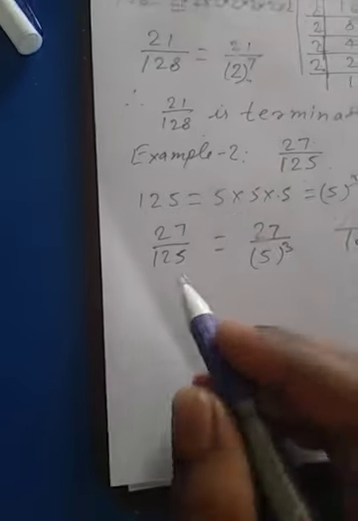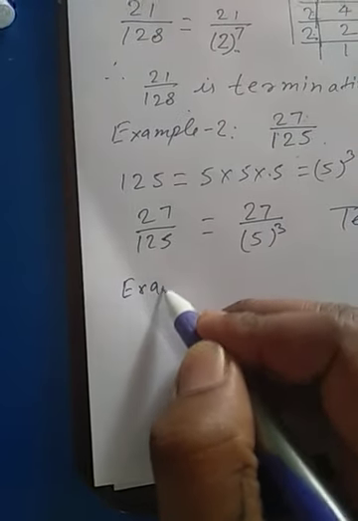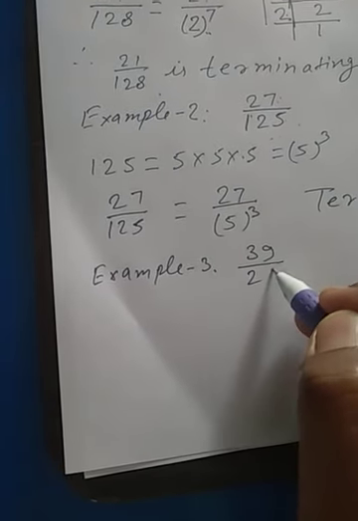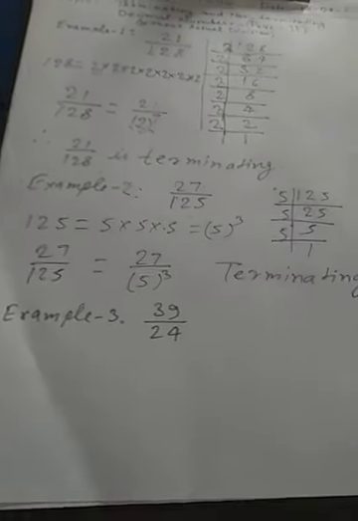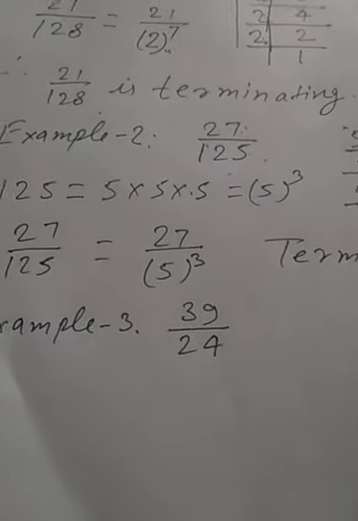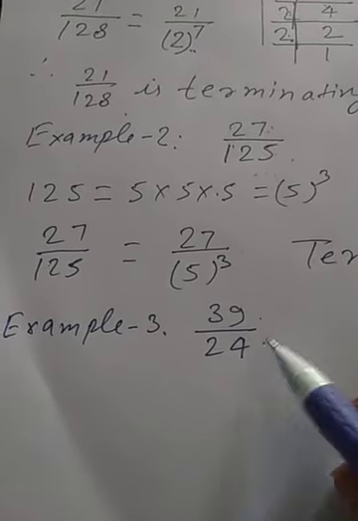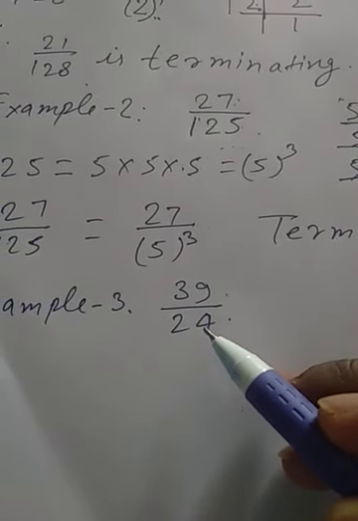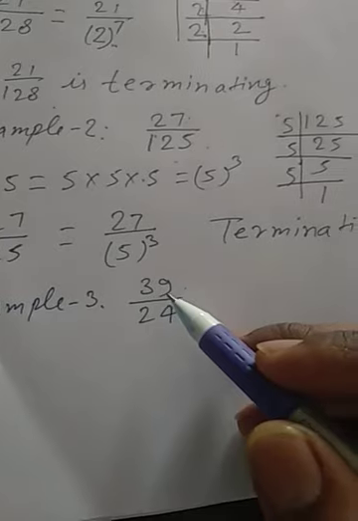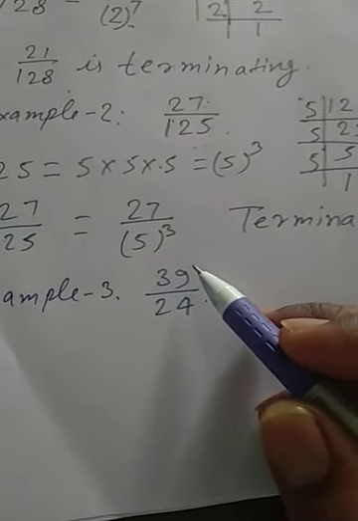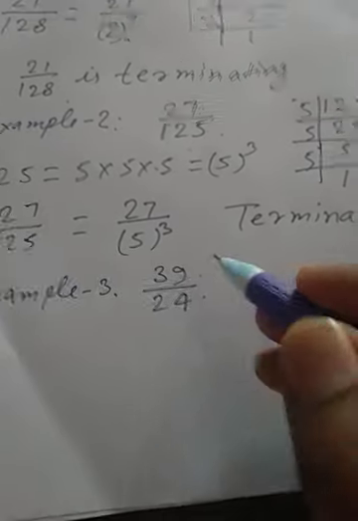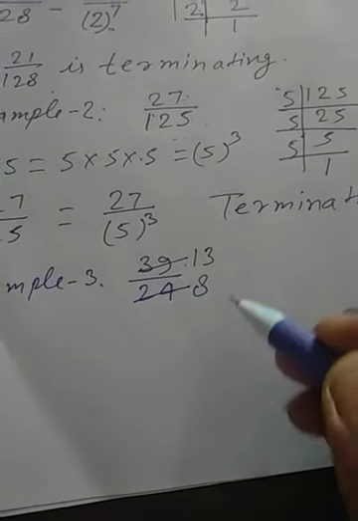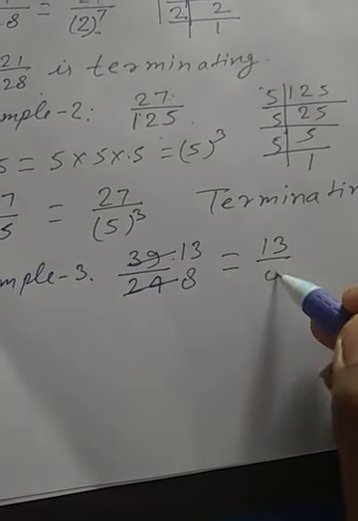Now I am taking another example. Example number 3: 39 by 24. Students, look carefully at this number, 39 by 24. In 39 by 24, you have to first reduce this number if it is reducible. And we can see that both the numerator and denominator are divisible by 3. 3 thirteens are 39, and 3 eights are 24. So it is 13 by 8.